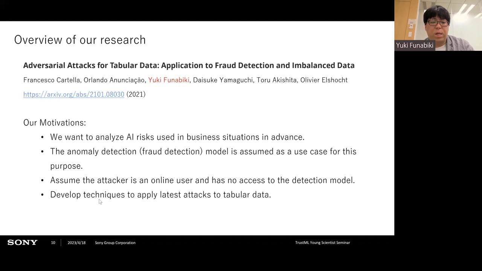We assume the attacker is an online user, so they can submit their malicious query and get the response of the model, but they cannot access the model because they are online. In this research, we developed some techniques to apply the latest adversarial example attacks to the tabular domain.